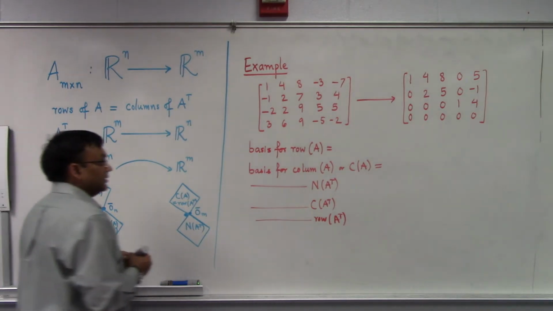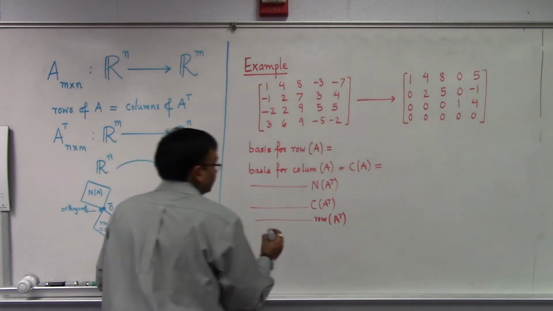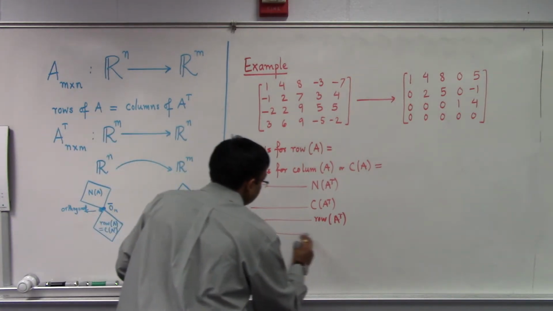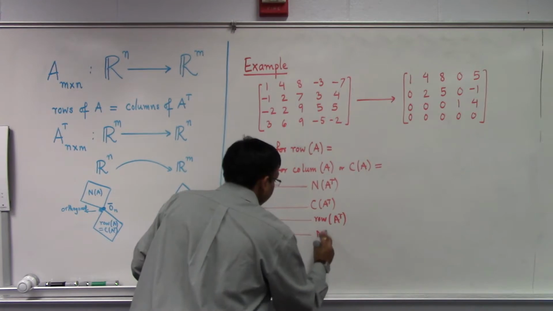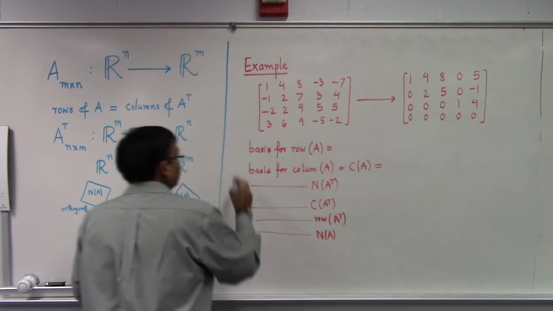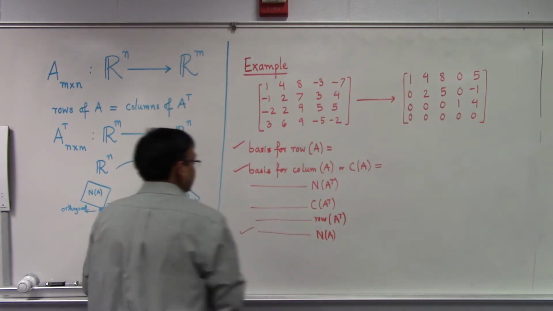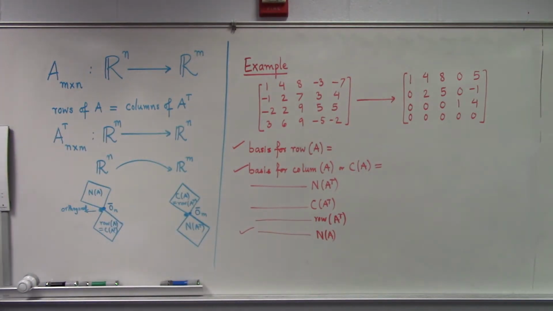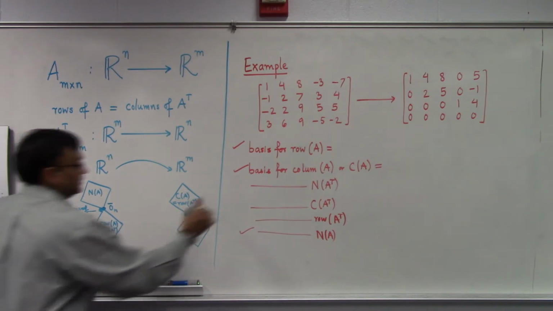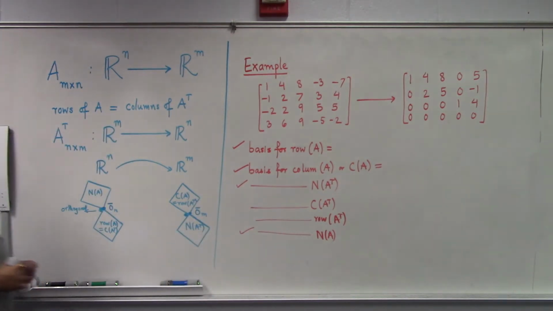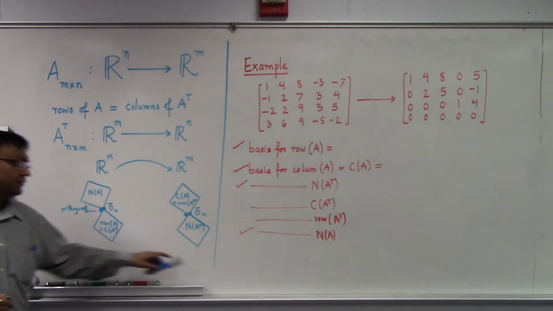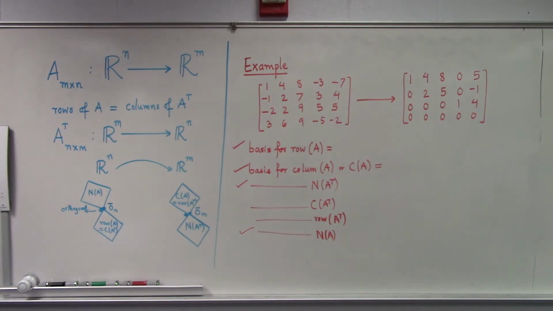So technically speaking, what we are after should be only the following thing. These are the only questions, basis for that, we should be answering. Rest of them will follow fairly easily. These four questions are the ones which we should be answering. Okay, so let's go with the easy things first. Do I know the basis for row space of A?